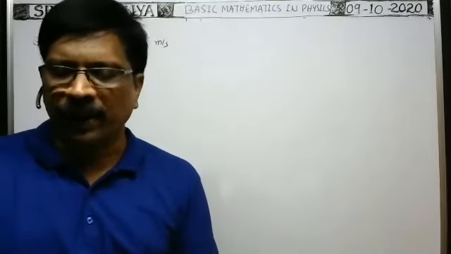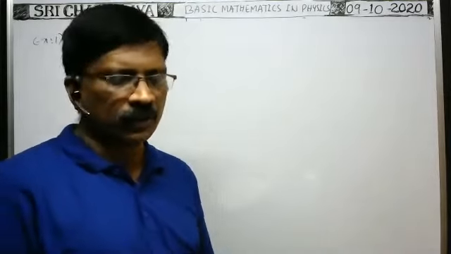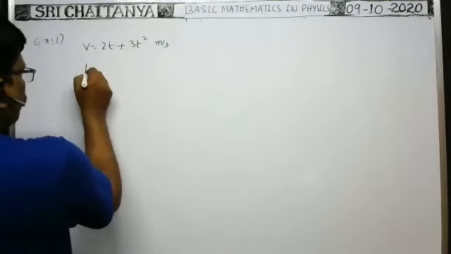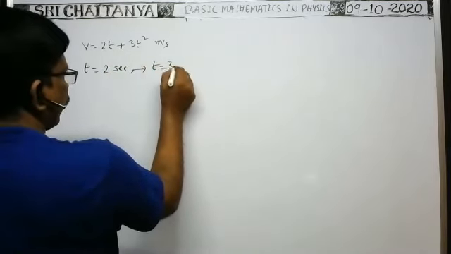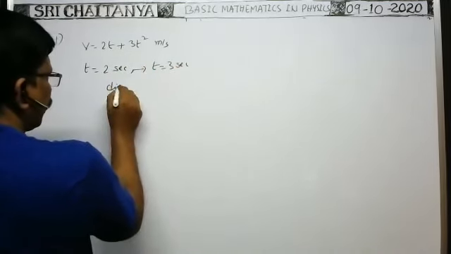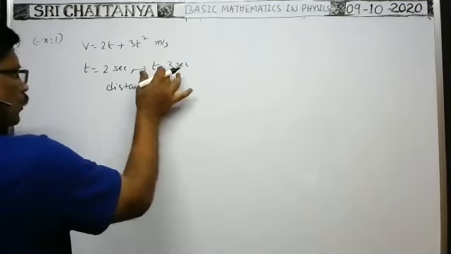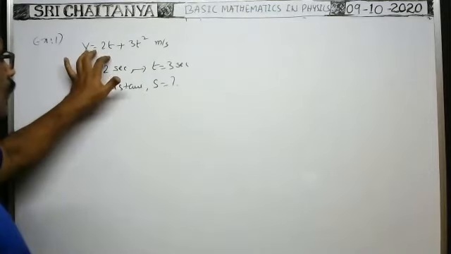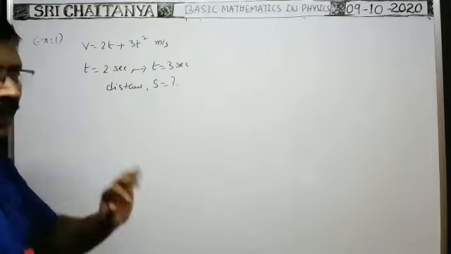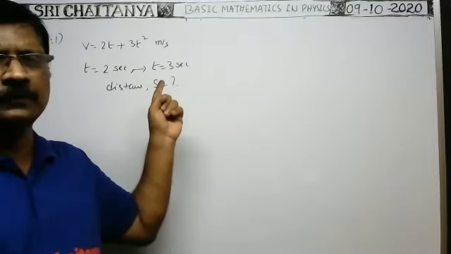So that is given already. Then find out the distance traveled by the rocket from t is equal to 2 seconds to t is equal to 3 seconds. What is the distance traveled by the rocket? You see, is the velocity of the body constant throughout the motion from 2 seconds to 3 seconds? Is the velocity of the rocket constant?